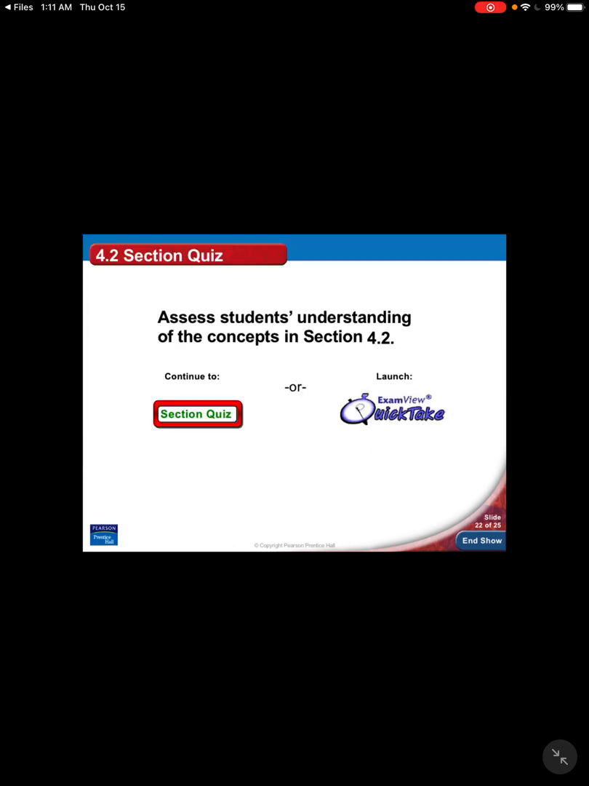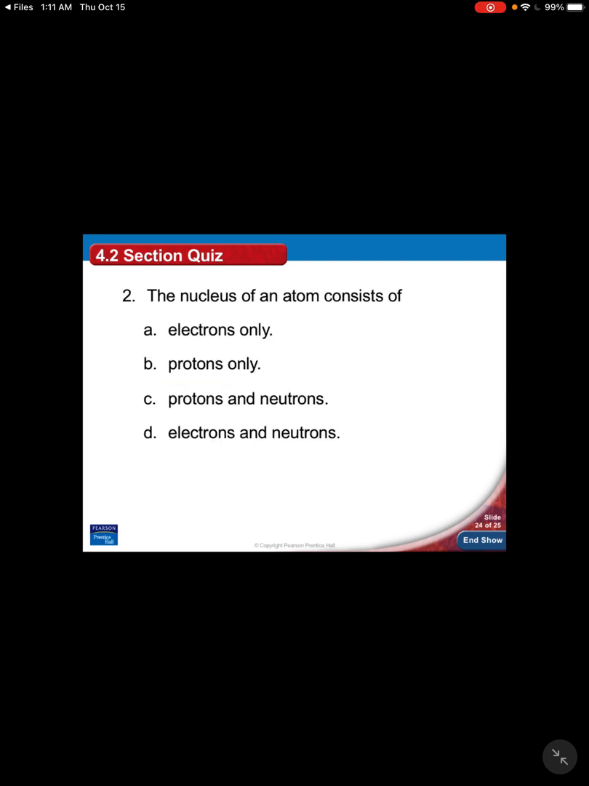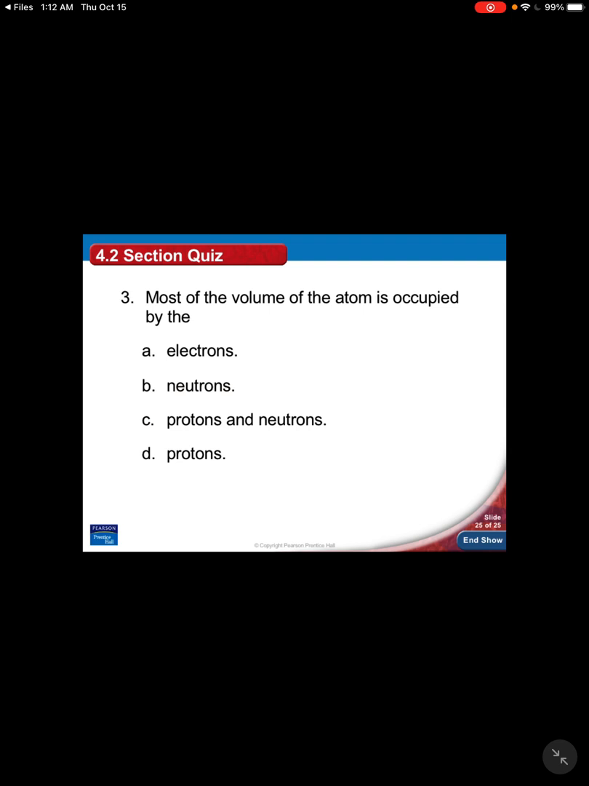So quickly, some sample test questions. Which of the following is not an example of a subatomic particle? You should know that there are 3 subatomic particles: protons, neutrons, and electrons. And a molecule would not be a suitable choice for a question like that. The nucleus of an atom consists of protons and neutrons. The electrons exist around the nucleus, and I must say the nucleus is extremely small relative to the total volume of the atom.